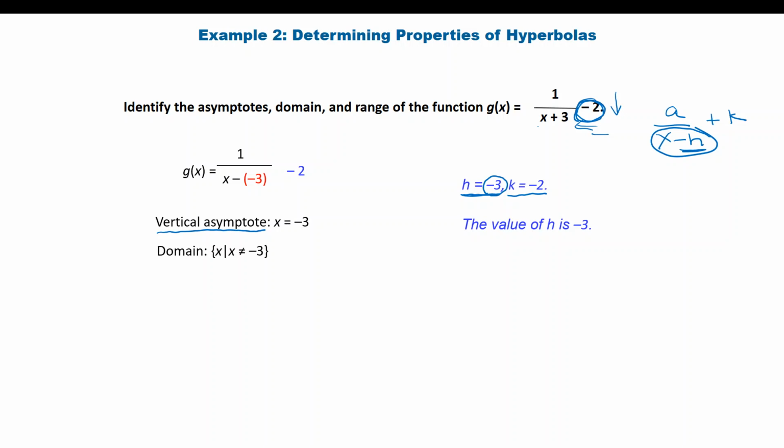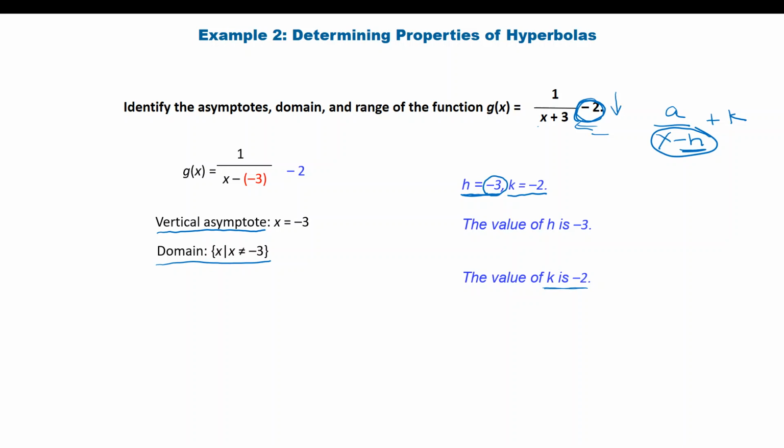And the domain then would be everything except x equals -3. X such that x is not equal to -3, but everything else will be included in it. So this is how you'll need to write it. So get in the habit of taking a look at that. All right. The next thing we're going to do is talk about the value of k.